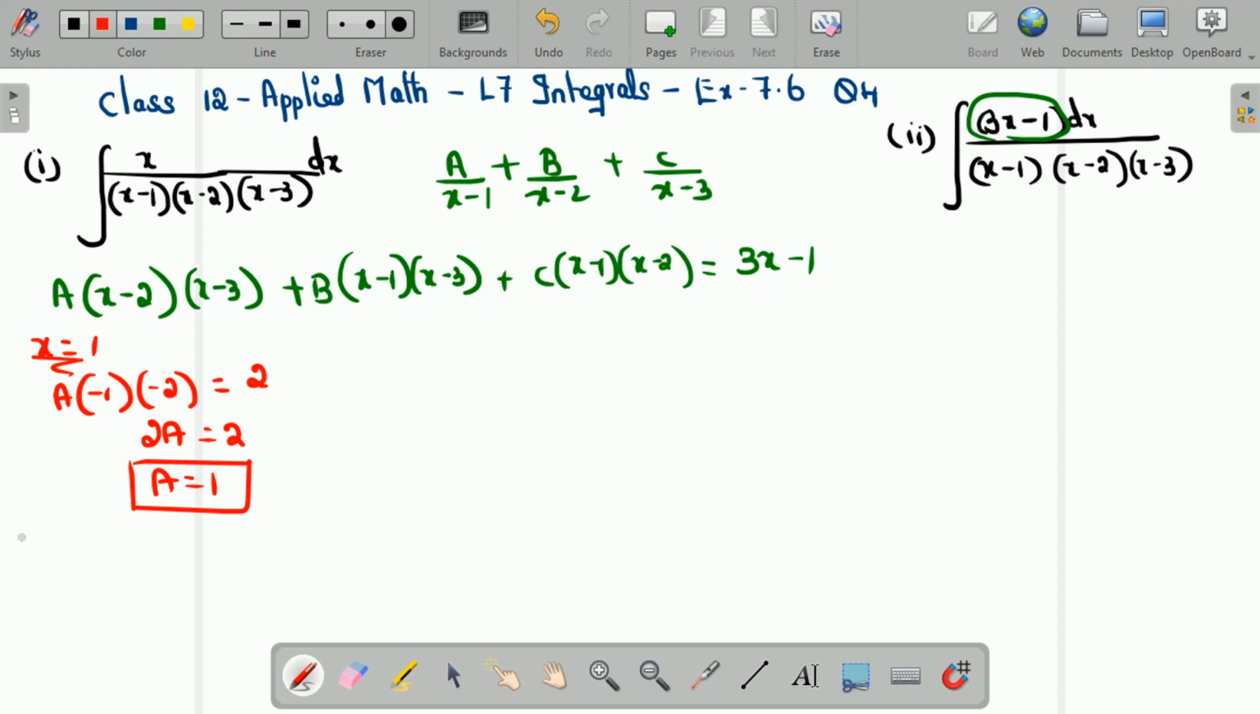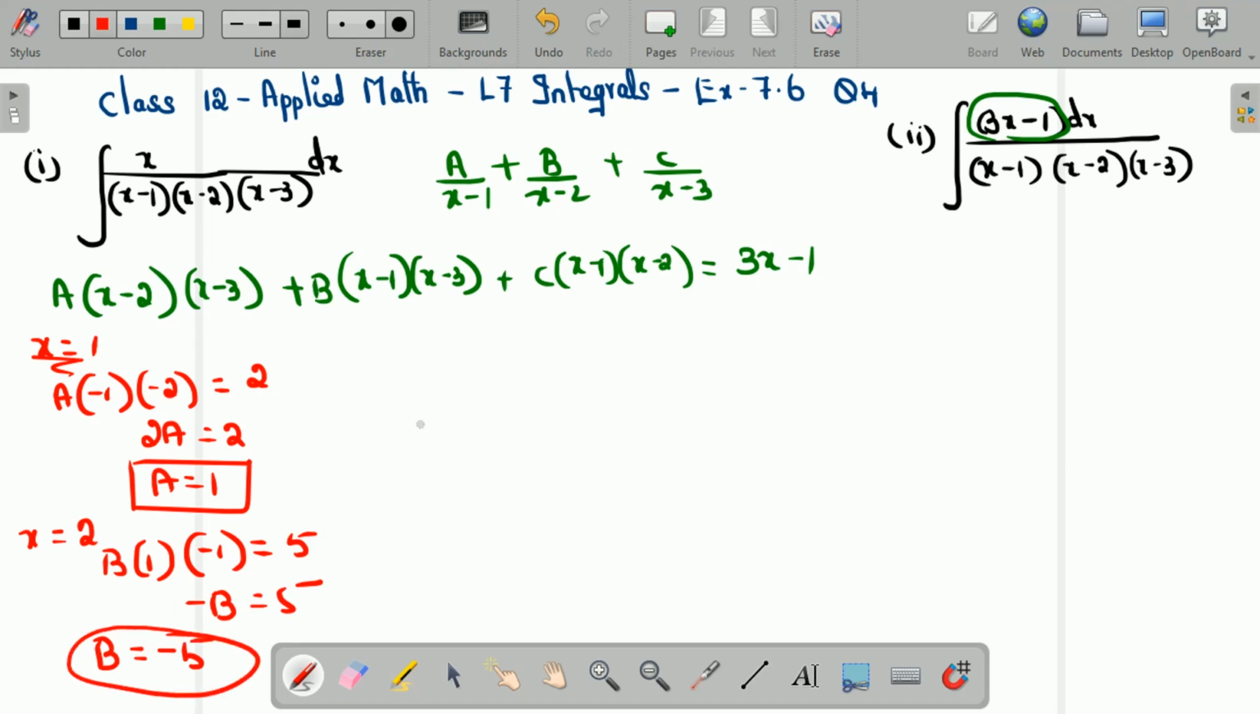Now let's move on to x is equal to 2. If you put x is equal to 2, the A term and the C term will vanish. So B into 2 minus 1 is 1, into 2 minus 3 is minus 1, is equal to 3 into 2 is 6, minus 1 is 5. So minus B is equal to 5, which means B is equal to minus 5. So let's mark it out.